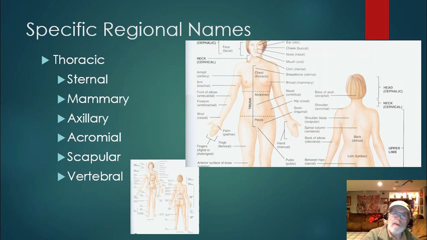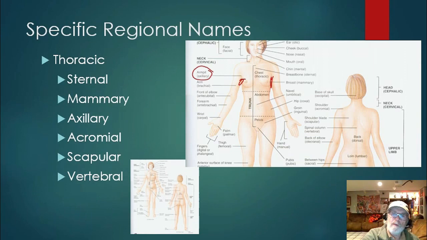That's sternal. Mammary is obviously the area around the breast. The breast area would be called the mammary region. Mammogram, that should be easy to figure out. You wouldn't have to worry about that too much. Axillary means armpit. So the armpit region is called the axillary region.